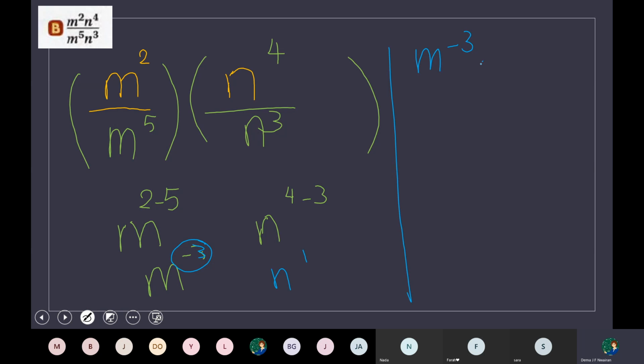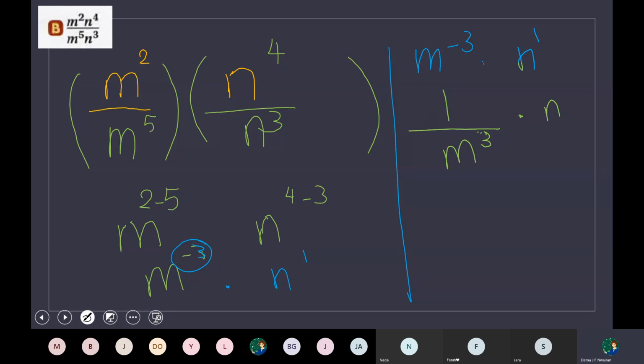Now it is n, like you see here, and n raised to 1. Now go back to m raised to negative 3. I can rewrite it as 1 over m cubed. And this one, which is n to the power 1, I keep it as n, because as we know, n to the power 1 is n.